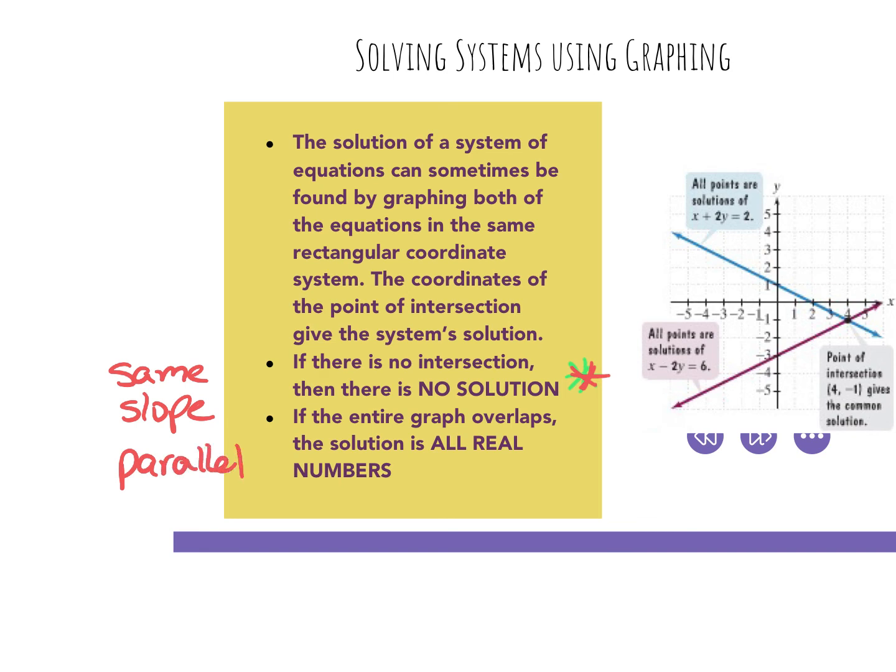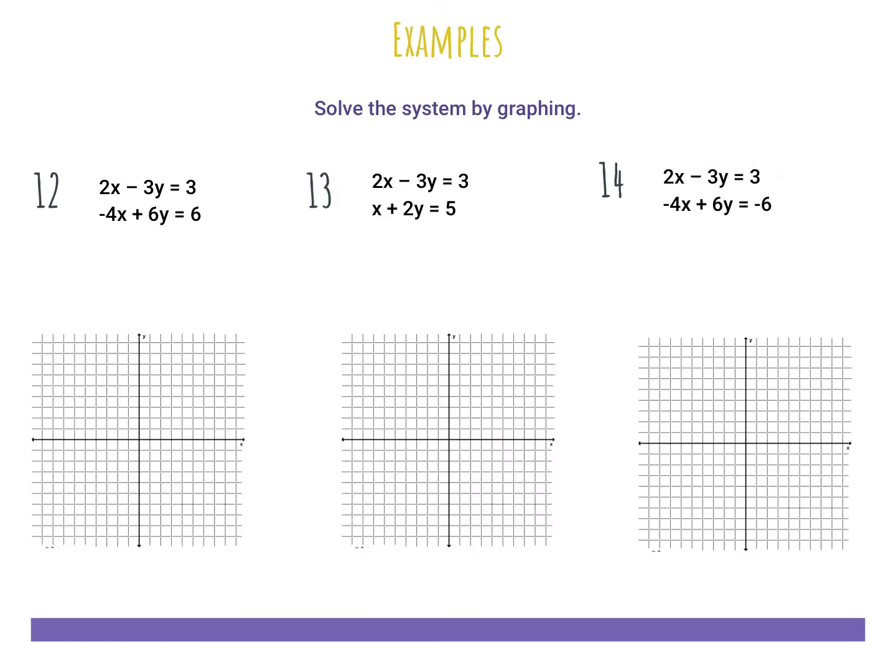So same slope, the lines are parallel. If, when you graph the lines, it turns into the same line, that's when it's all real numbers or infinitely many. So let's try and graph some of these. Now, you can use whatever technique you want to use to graph. You can either find the x and the y intercepts by plugging in zeros, or rearrange the equations into slope-intercept.